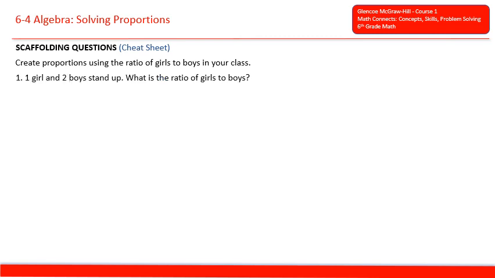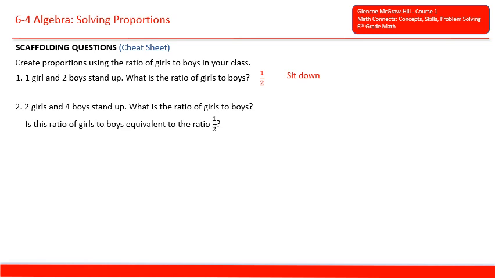Number 1. 1 girl and 2 boys stand up. What is the ratio of girls to boys? 1 out of 2. Sit down. Number 2. 2 girls and 4 boys stand up. What is the ratio of girls to boys? Is this ratio of girls to boys equivalent to the ratio 1/2? Yes, because the ratio would be 2/4, which simplifies to 1/2.